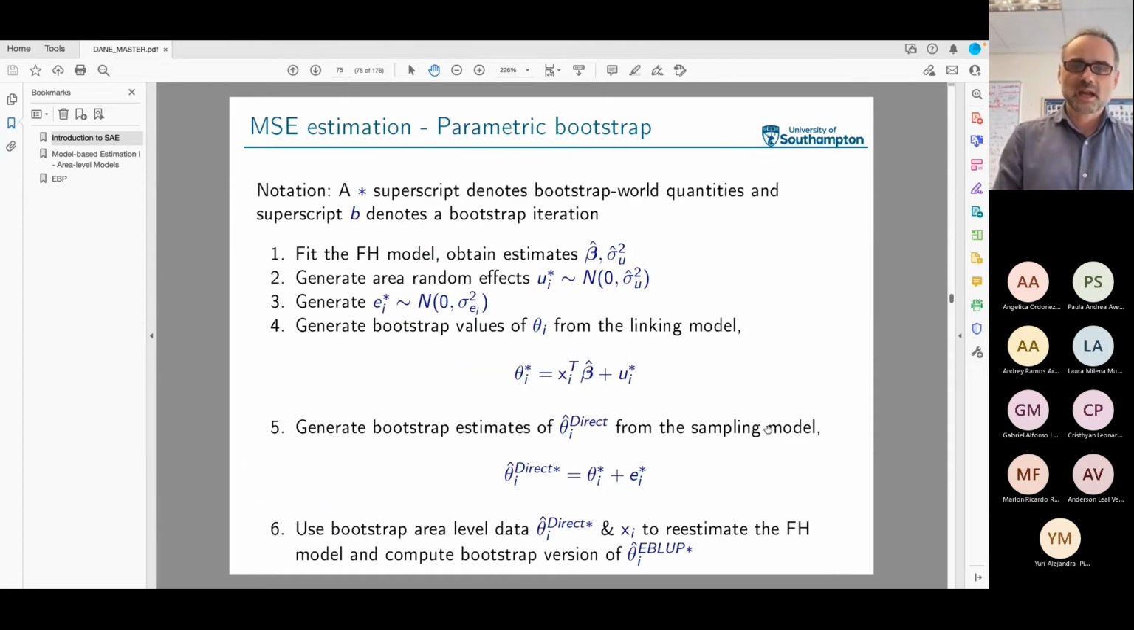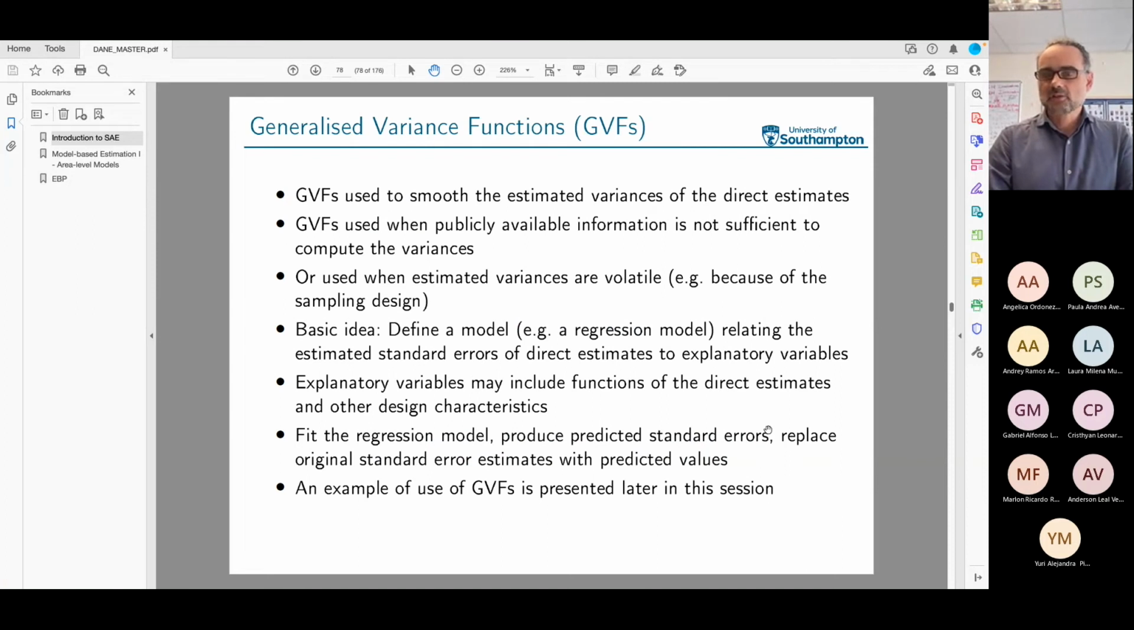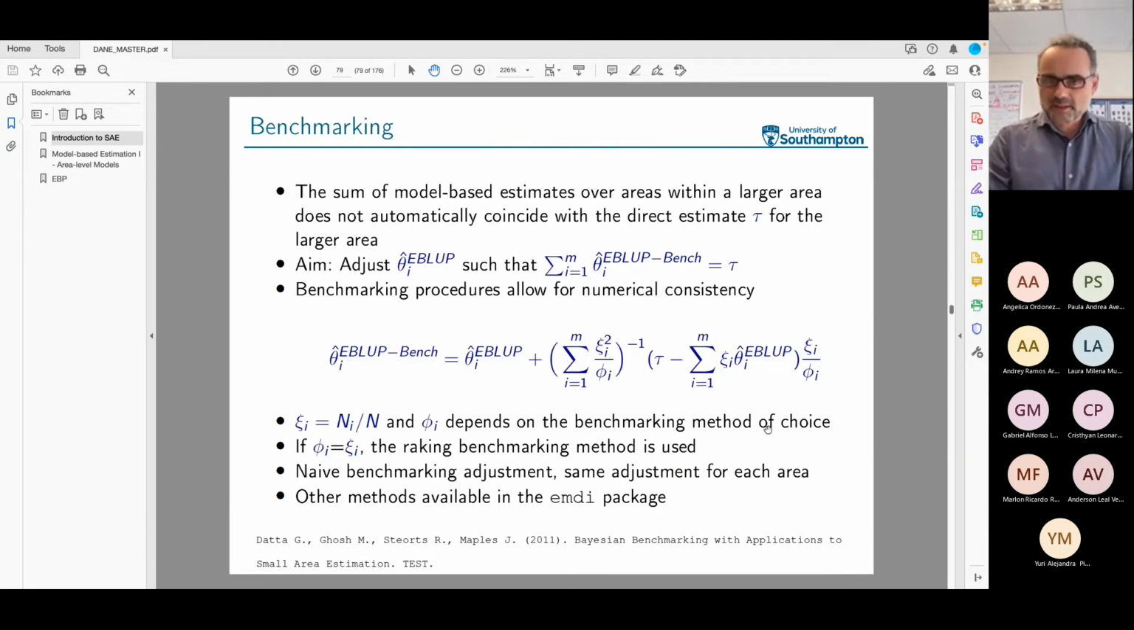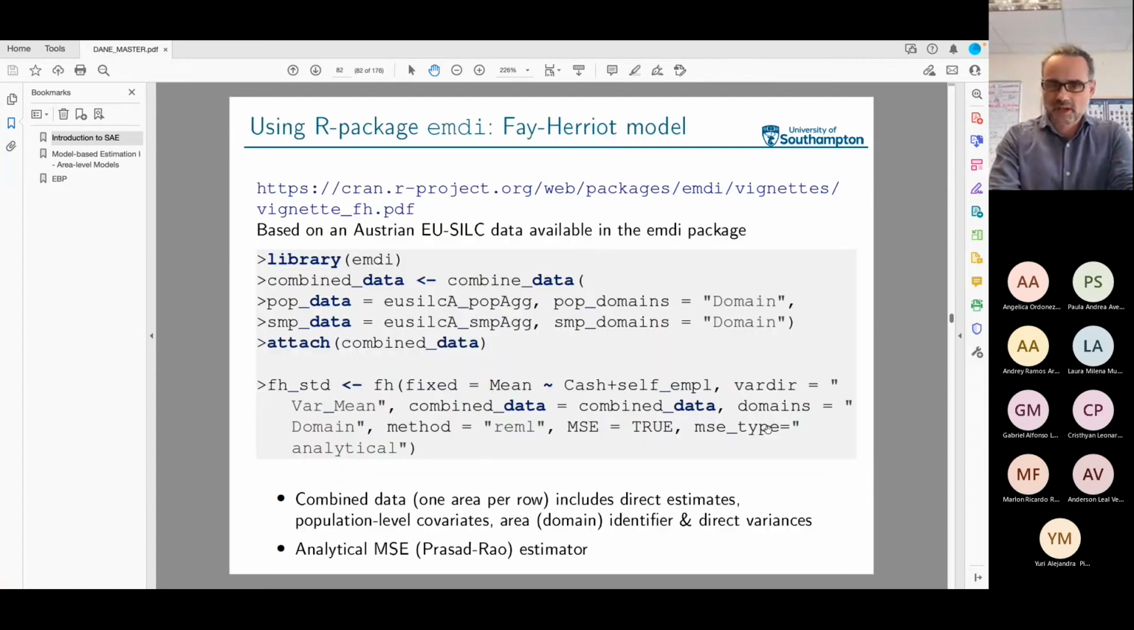And then we moved on to describing an example of parametric bootstrap that will enable you to obtain mean squared error estimates of the EBLUP under the Fay-Herriot model. We talked about prediction for out of sample areas. We just recapped a bit on generalized variance functions, and there will be some examples. Hopefully Angela is preparing that in Computer Lab 1 to see how this is used. We introduced benchmarking in case you want to have numerical consistency to direct estimates at some higher level of geographical aggregation. And then we gave a Bayesian perspective on the Fay-Herriot model.